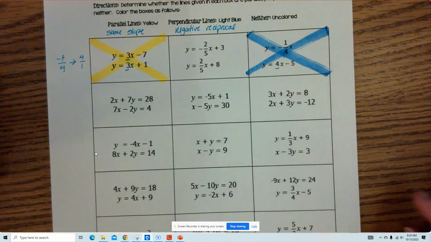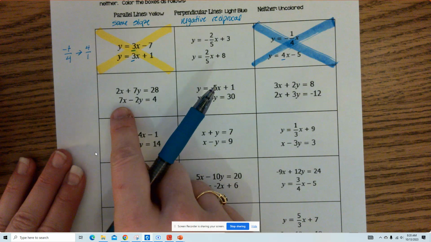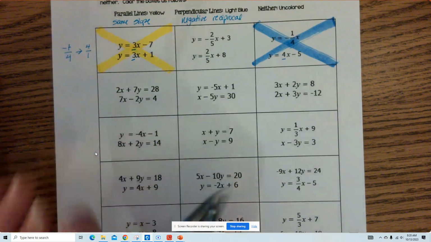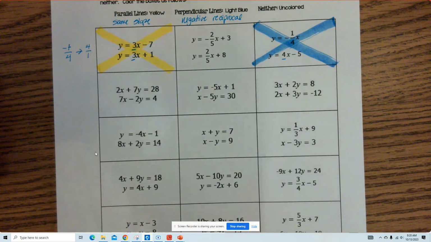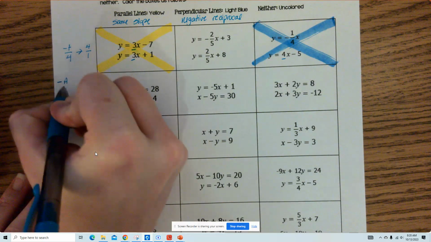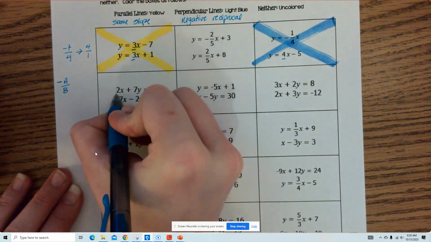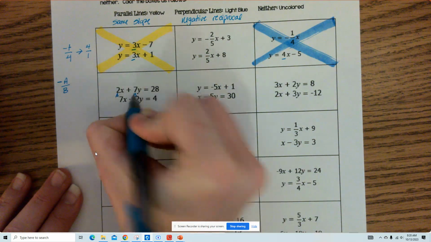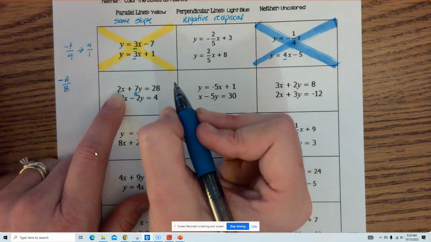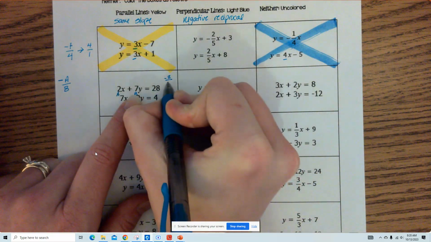Okay, standard form. If they're in standard form, you can find the slope without converting the whole thing. We do negative a over b to find the slope. So this is a, this is b. So negative a would be negative 2, b is 7.